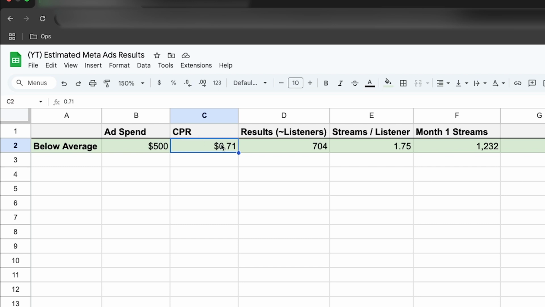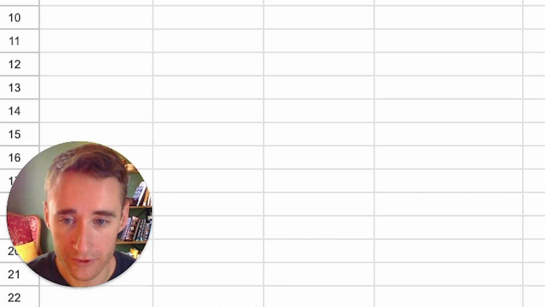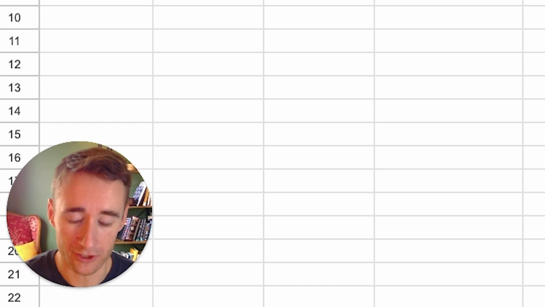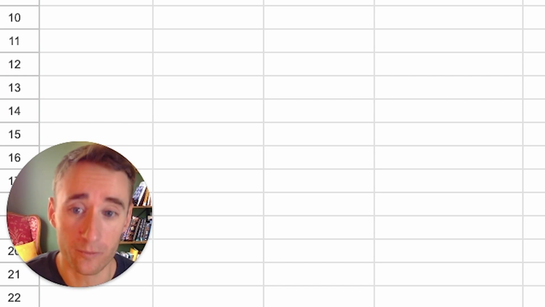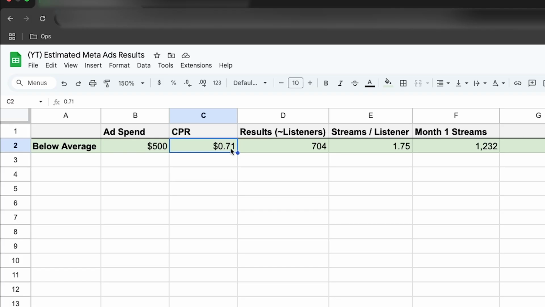We are getting a cost per result here of 71 cents. This is from a real campaign that I ran in the last 6 months that did not do super well. And at that cost per result, with $500 in ad spend, you're getting 704 people through to Spotify. I call these listeners in this column. It's an approximation of listeners. There are going to be some of those clicks that don't turn into listeners. They click on the landing page, but never actually stream the song. But that is what that number is approximating: how many people click through to Spotify and hopefully listen to the song. And usually that should be a pretty high percentage of people who click through. So 71 cents per result, per person getting through to Spotify.